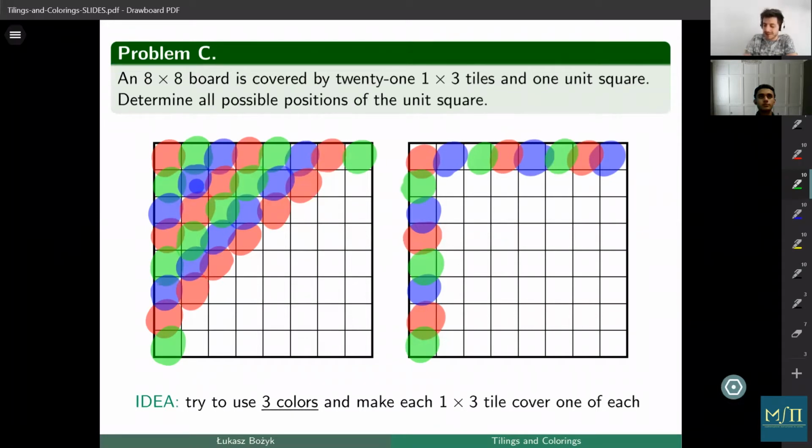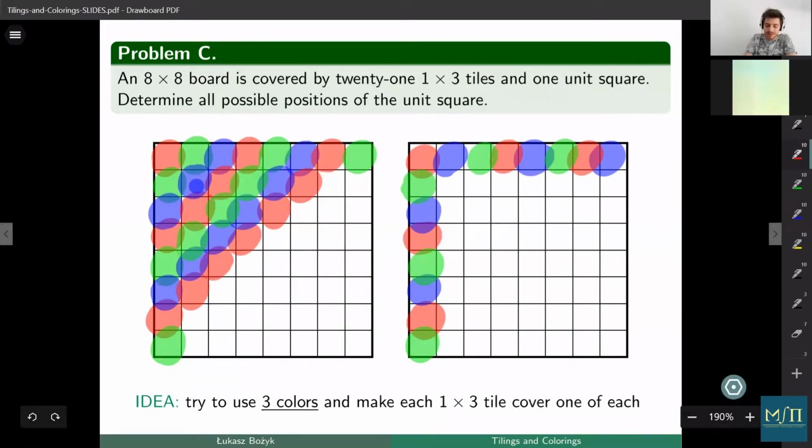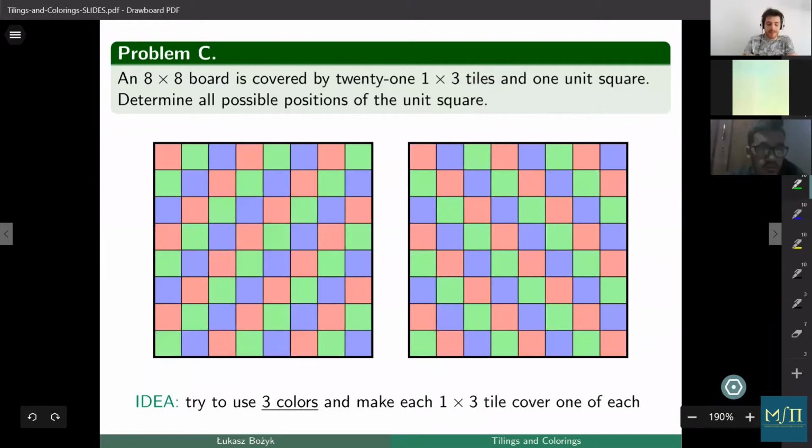And if we do a similar thing in the right example, for example, with this cell, it can be neither blue nor green, it should be red. So this is green and then blue and so on again. Then you will see that we get a diagonal coloring in the other direction. So those are the 2 colorings that we obtained. And they have the property that each 1 by 3 tile covers exactly 1 cell of each color.